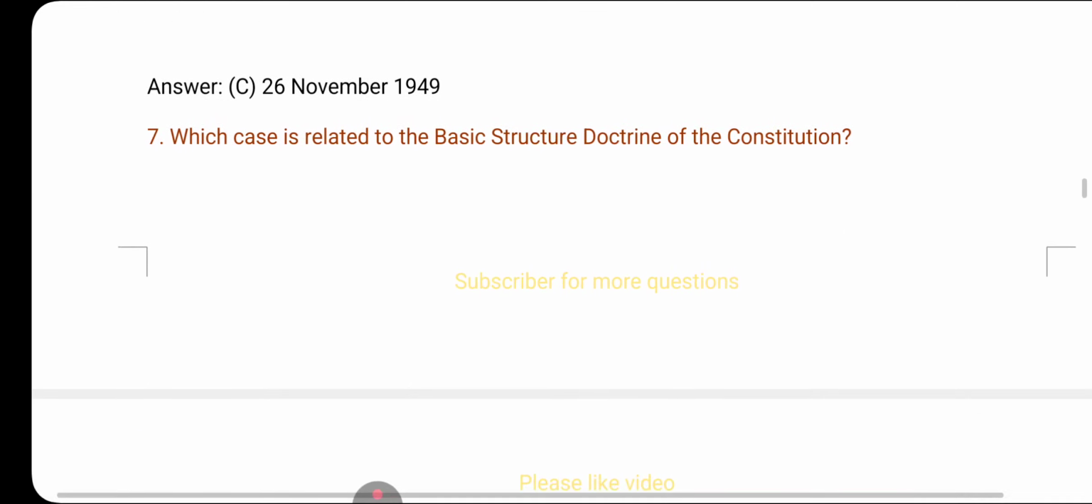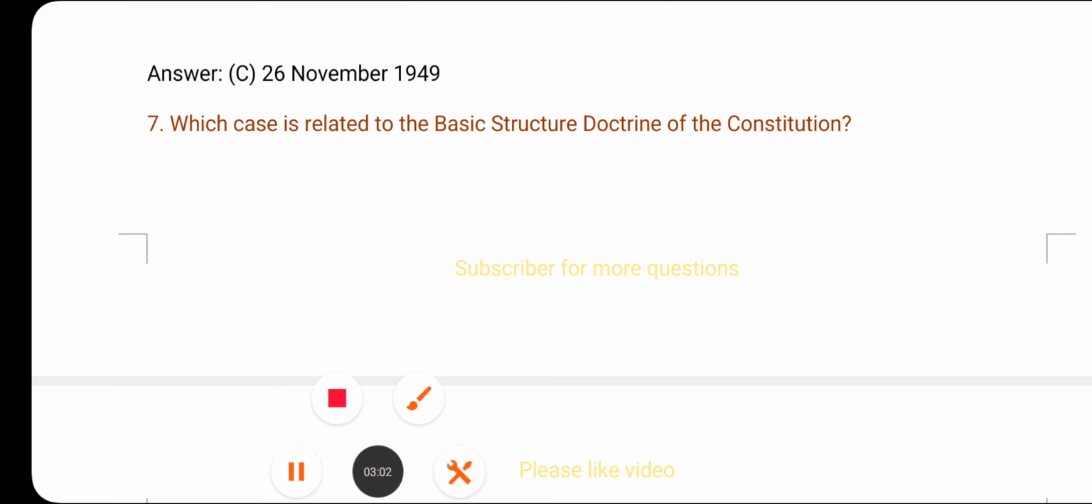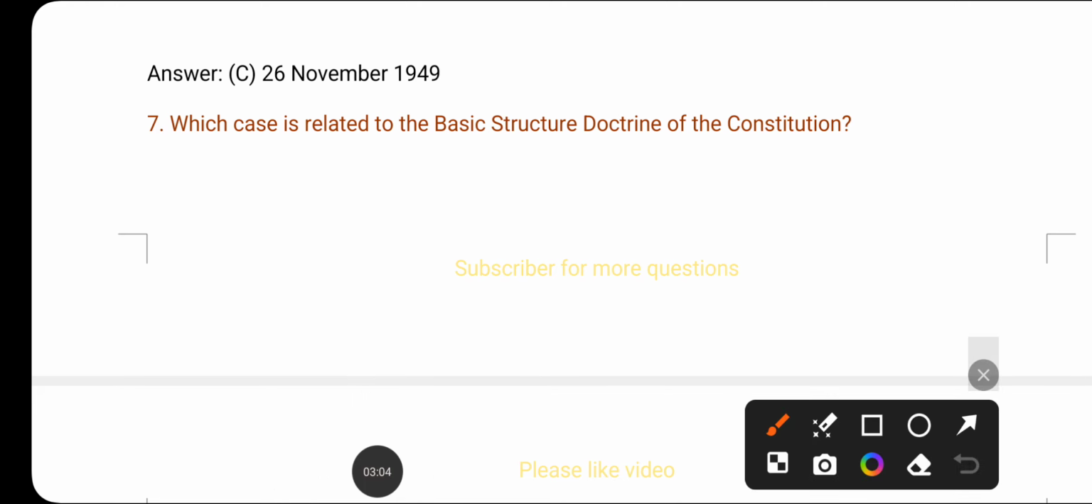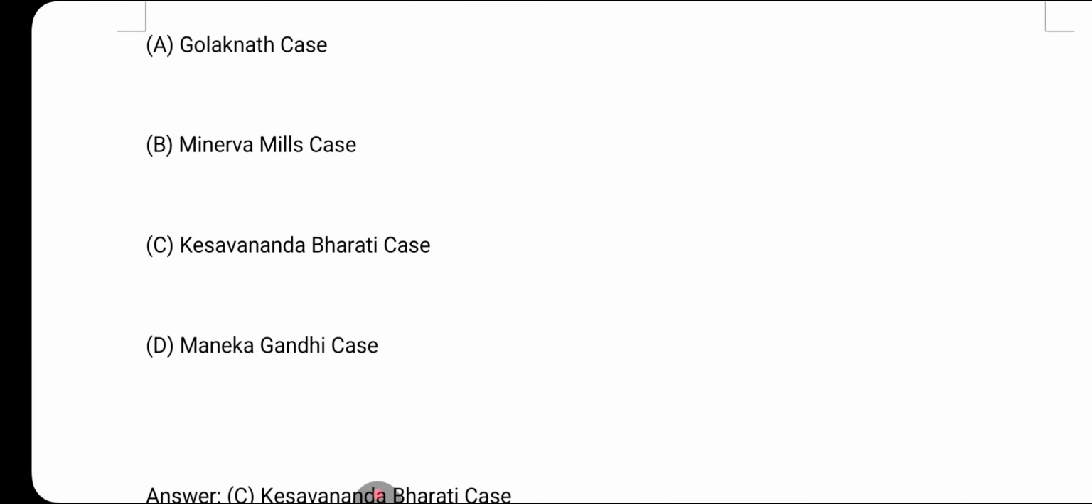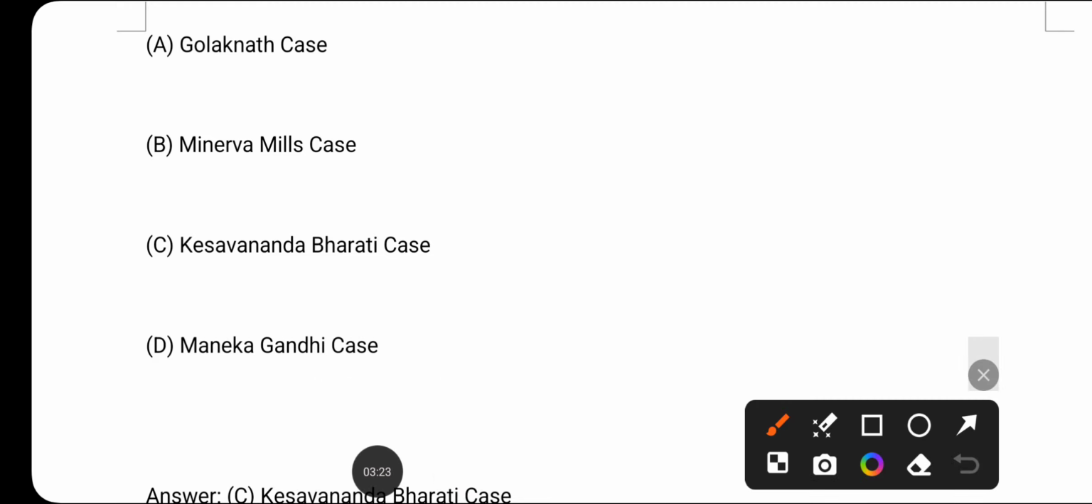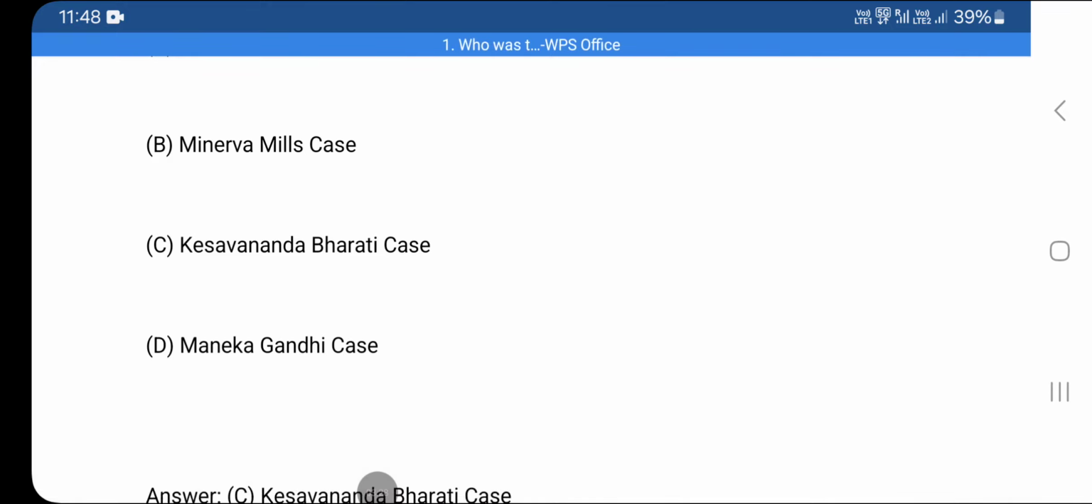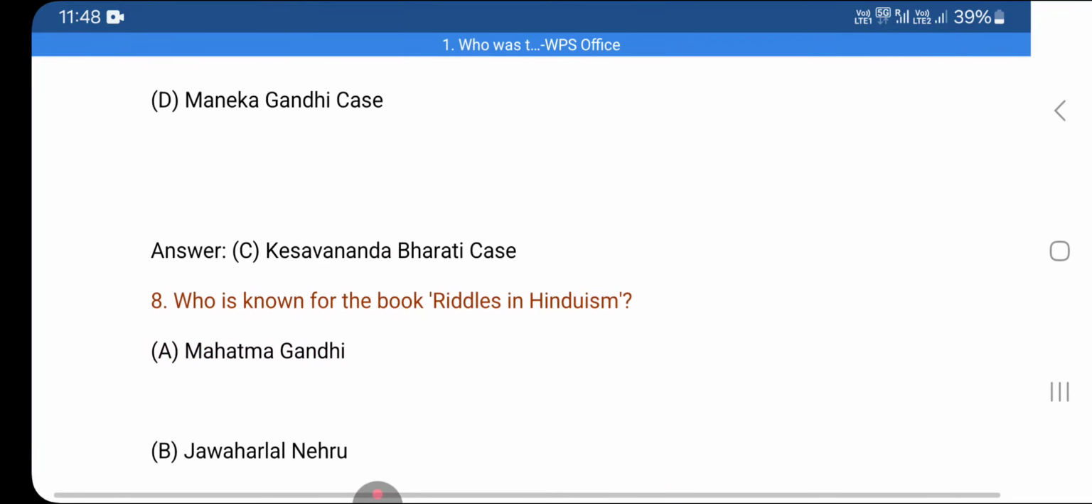The next question, friends, which case is related to the basic structure doctrine of the Constitution? Very important question. Which case is related to the basic structure doctrine of the Indian Constitution? Option A, Golaknath, option B, Minerva Mills, option C, Kesavananda Bharati case, option D, Maneka Gandhi case. The correct answer is, friends, option C, Kesavananda Bharati case is related to the basic structure doctrine of the Indian Constitution.